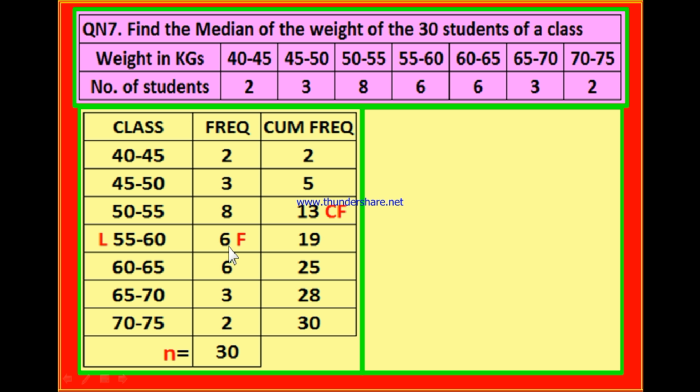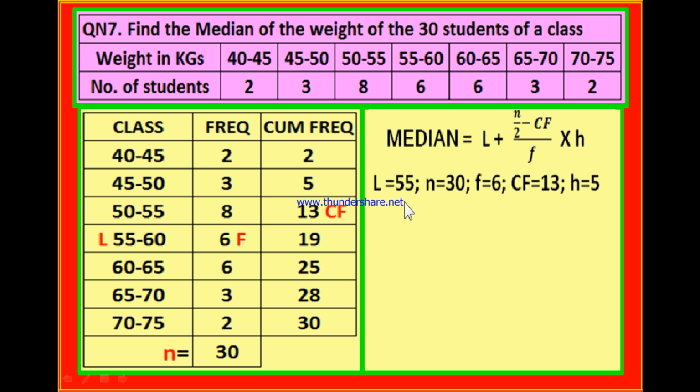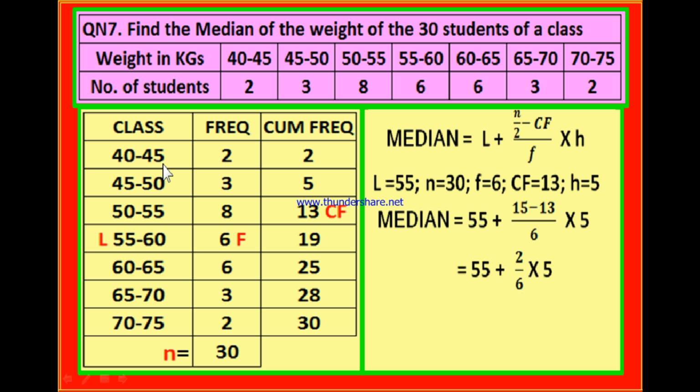If this is the median class, then L, the lower boundary, is 55. The frequency of the median class, F, is equal to 6, and the cumulative frequency of the class above the median class is 13, which is equal to CF. Now let us write the formula for median. Median for the grouped data is equal to L plus N by 2 minus CF by F into H. Here L value is 55, N value is 30, F value is 6, CF value is 13, and H means height of the class. Height of the class is the difference between any two successive lower boundaries or any two successive upper boundaries, which is equal to 5.